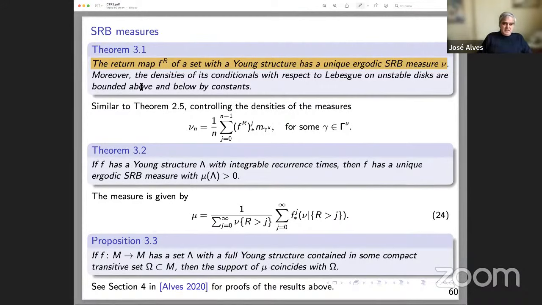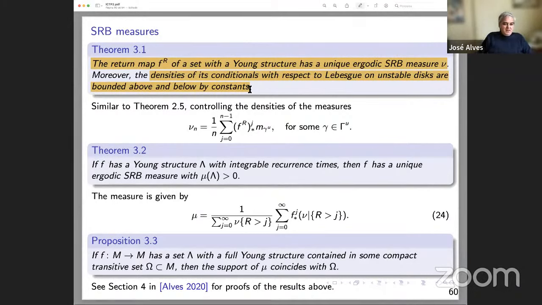Moreover, the densities of the conditionals of this SRB measure, they are, of course, by definition, absolutely continuous, but more than that, the densities are bounded from above and below by constants. Well, the situation is, as I said, similar to the situation we had before without stable directions. And the fact is that for the induced map, we have uniform estimates of expansion in this case. And so this leads to very regular properties of the densities.